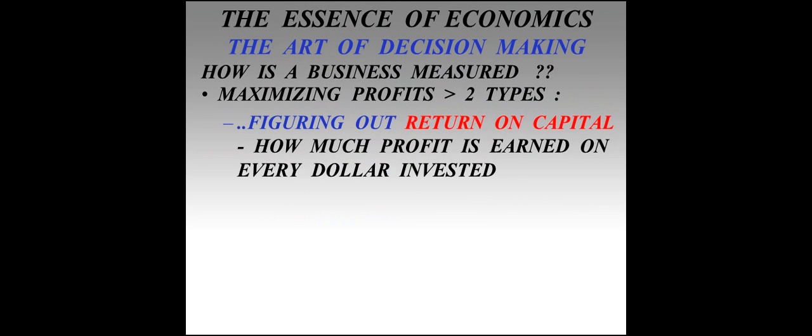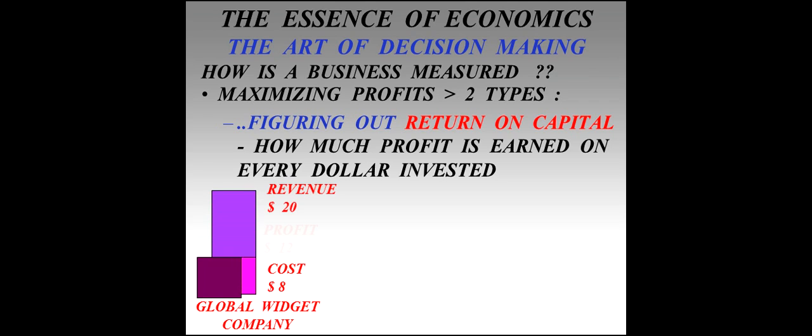Economic profit is determined by figuring out return on capital. Return on capital is how much profit is earned on every dollar that's invested. So let's use a simple illustration here as an example. Let's say you decided to start the Global Widget Company, and to build your widgets, initially it cost you $8 up front to get the business started. And the business was able to produce $20 in revenue. So based upon our illustration prior, that would leave you with $12 of profit.